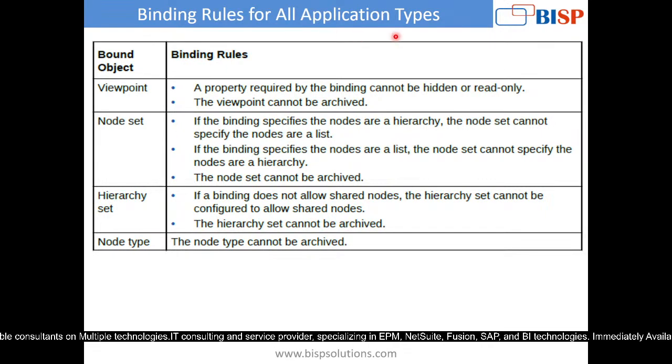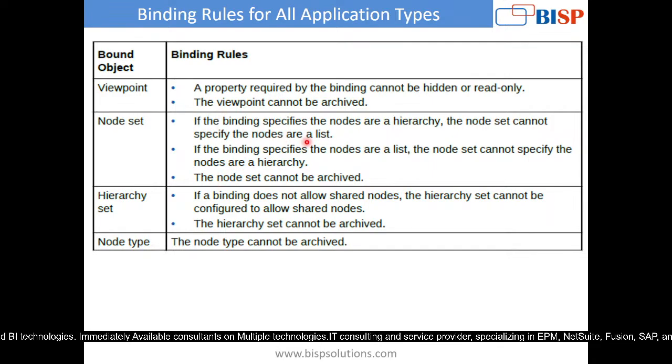So binding rules for all the application types. So, bound objects and binding rules. Suppose we are in the viewpoint: a property required by the binding cannot be hidden or read only. The viewpoint cannot be archived. And for the node set, if the binding specifies the nodes are a hierarchy, the node set cannot specify the nodes are a list. And if the binding specifies the nodes are a list, the node set cannot specify the nodes are a hierarchy.